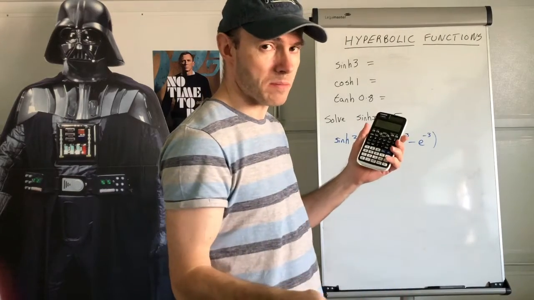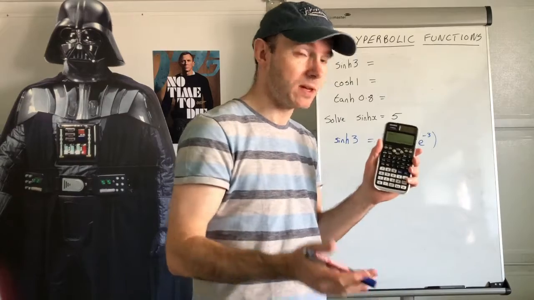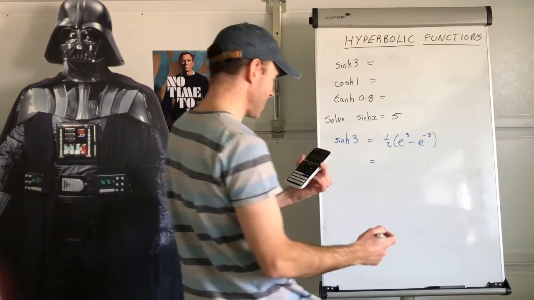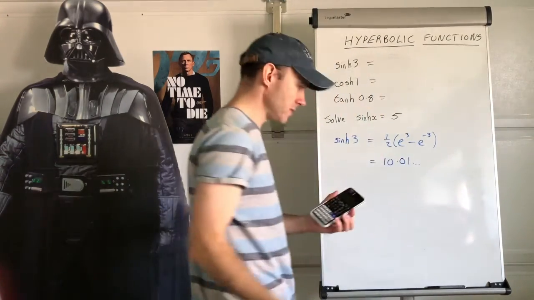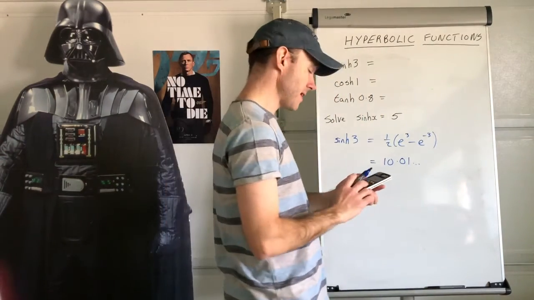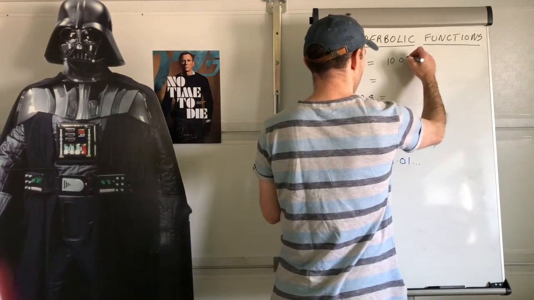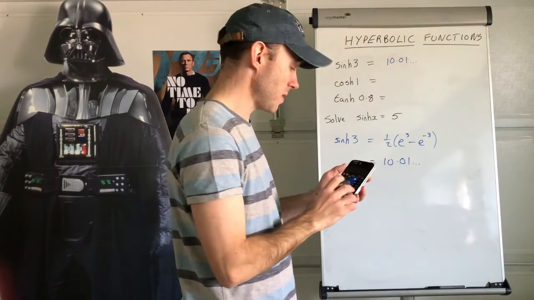Don't matter what mode you're in. As I said, these are not angular functions, so it's not about radians, degrees, whatever. We're just putting a numerical value of 3 into that. And that's 10.01... isn't it? So that's that. Let's just put in the answer, 10.01... And there's only one answer to that.